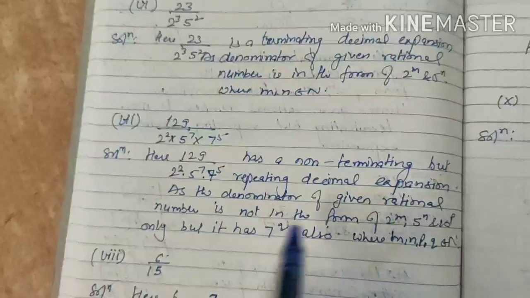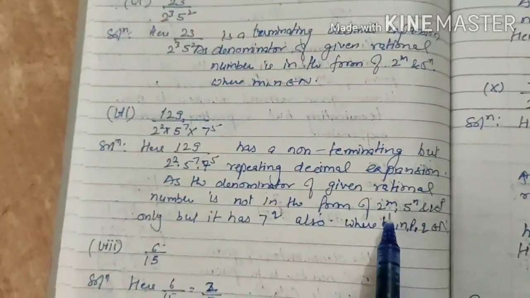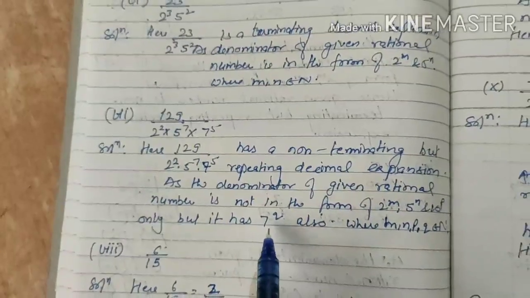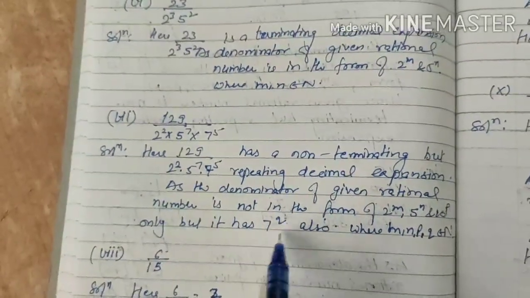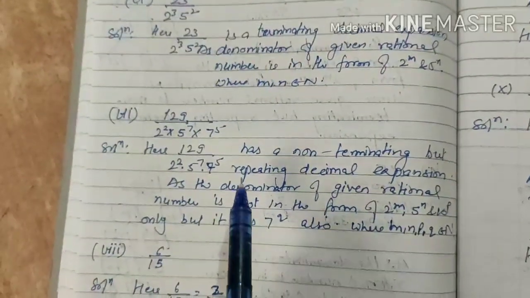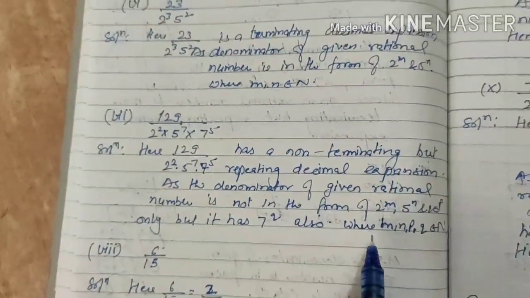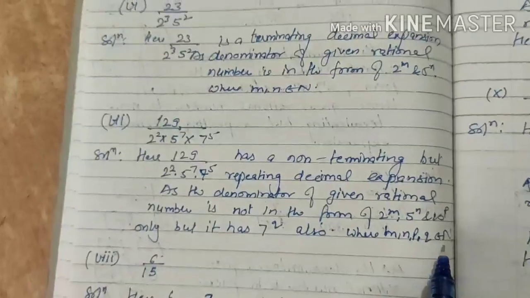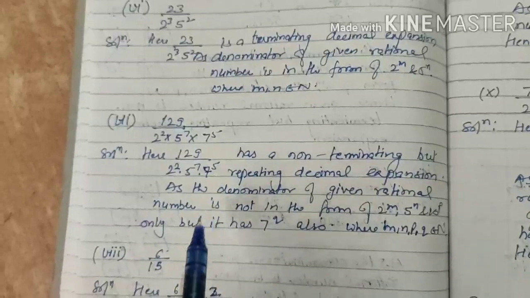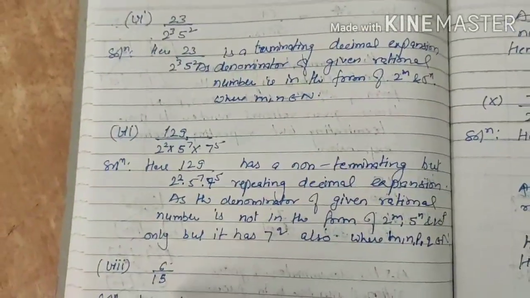As the denominator of the given rational number is not only in the form of 2 raised to power m, 5 raised to power n and 10 raised to power p, but it has 7 raised to power q, means the denominator has the prime factor 7 also, where m, p and q belong to natural numbers. So the given rational number is a non-terminating but repeating decimal expansion. This is all about part number 7.